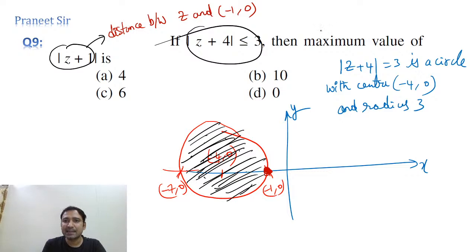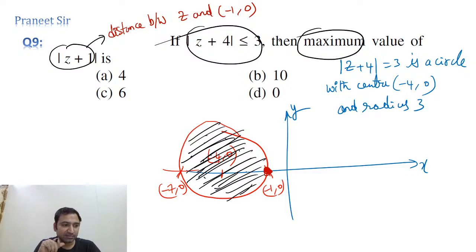And what he is asking is the maximum value, not the minimum value, guys. Everyone is saying option D. He is not asking the minimum value. He is asking the maximum value.